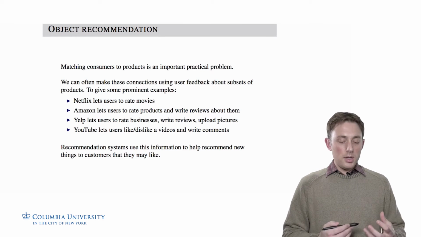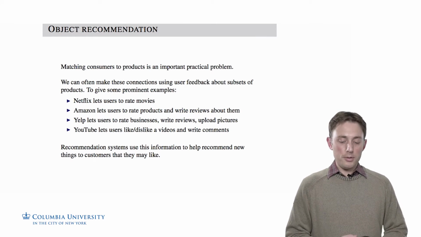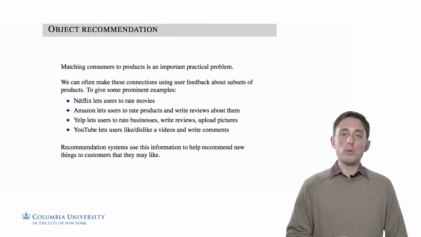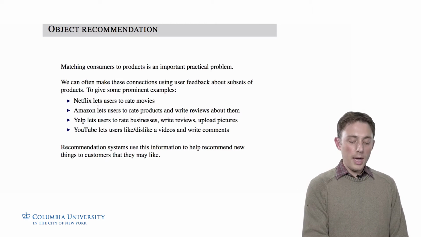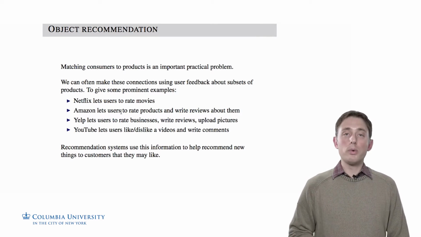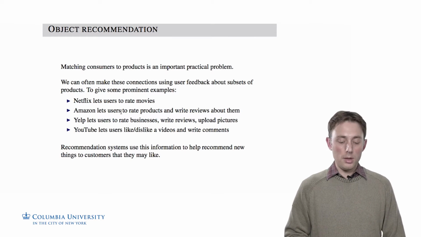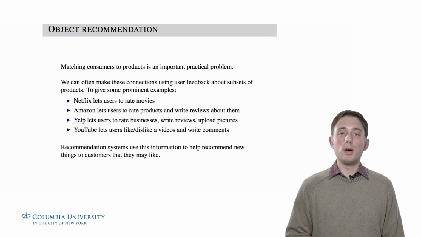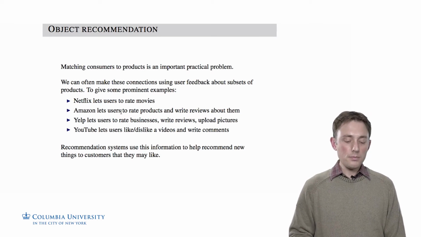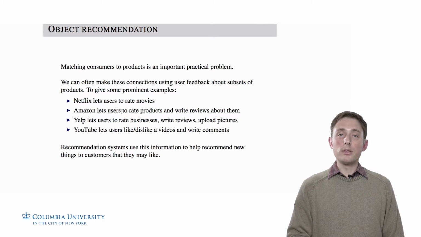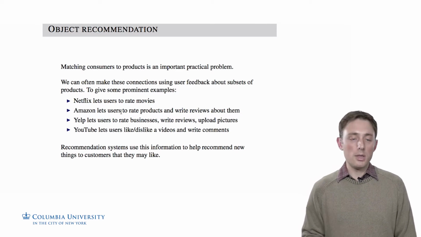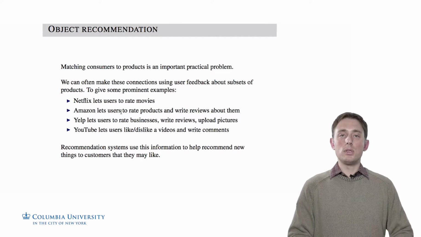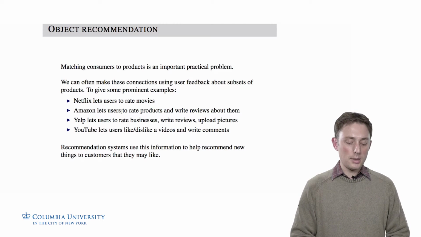And we can often make these connections using user-provided information about these products. For example, Netflix allows users to rate movies. There's that data. Amazon allows their users to rate their products and also to write reviews about them. Yelp lets users rate businesses, also write reviews about them, upload pictures, etc. YouTube allows users to like or dislike videos and to write comments about them, among many other different examples, and even within these examples there's other information that we possess.